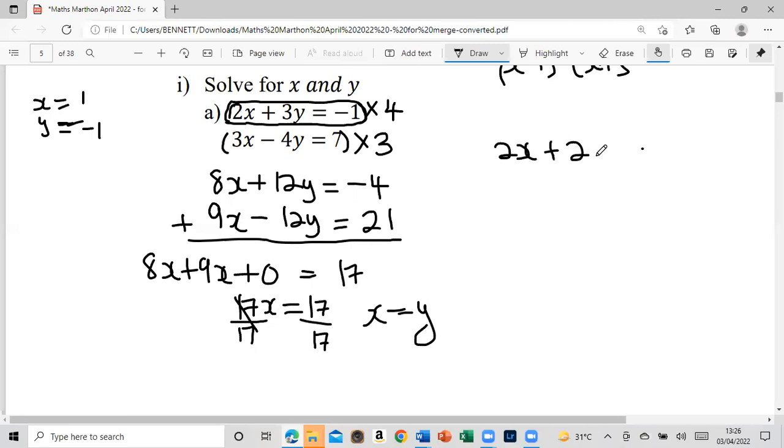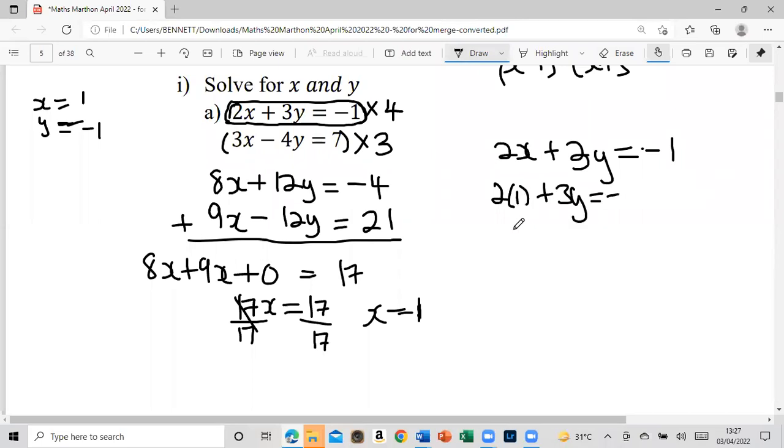Oh, this was 3y, sorry. And that equals -1. But we know the value of x. We put 1, we put y in this one. So x is 1. We know that the value of x is 1. So anywhere we see x, we are going to replace it with 1. And from there, it's a cakewalk. Once we substitute.